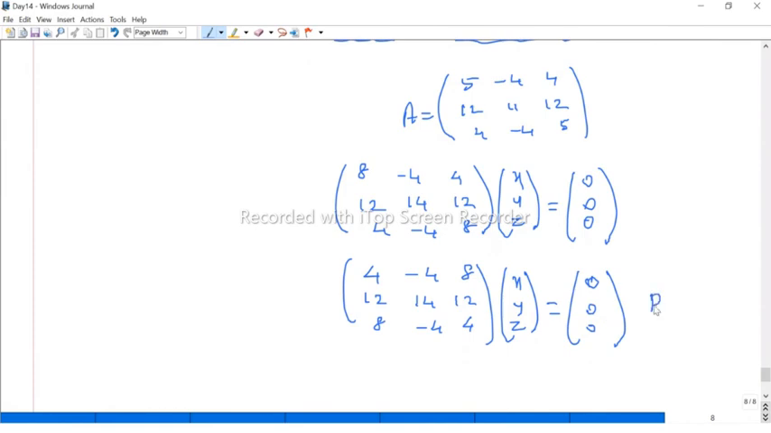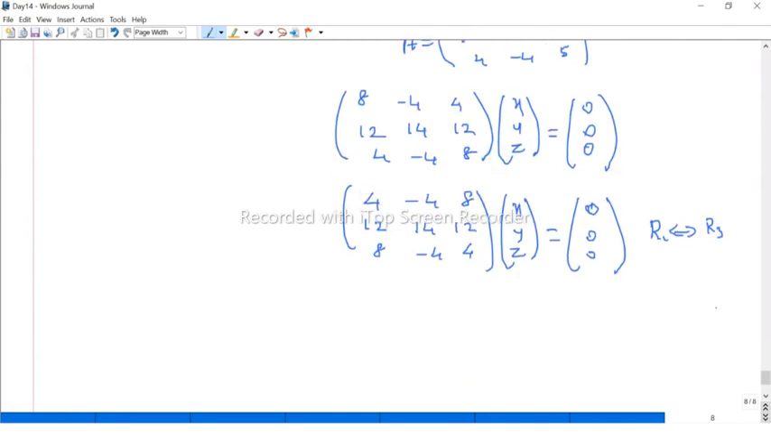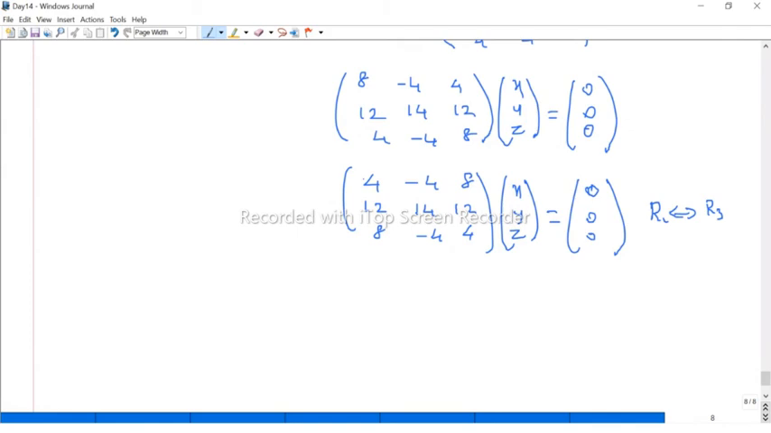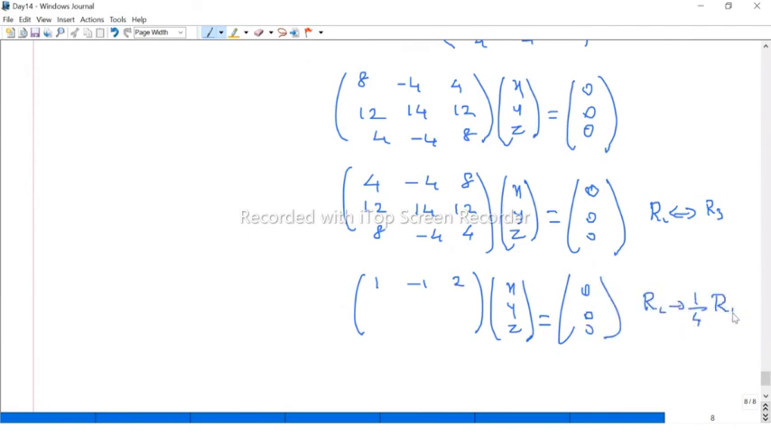Now we interchange R1 and R3. Now we have to form a row reduced echelon form. Therefore the first entry should be 1, but the first entry here is 4. So we divide the entire first row by 4. Therefore we get 1, minus 1, and 2, with x, y, z equal to 0, 0, 0. So R1 is multiplied by 1 by 4, and I keep the other rows: 12, 14, 12, and 8, minus 4, 4.